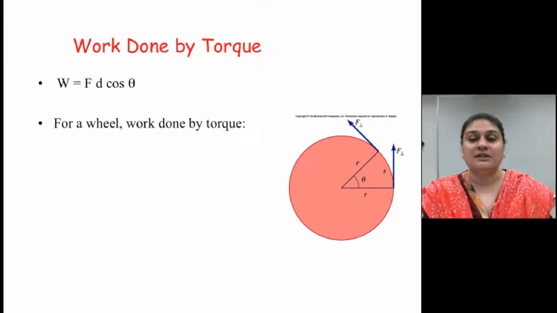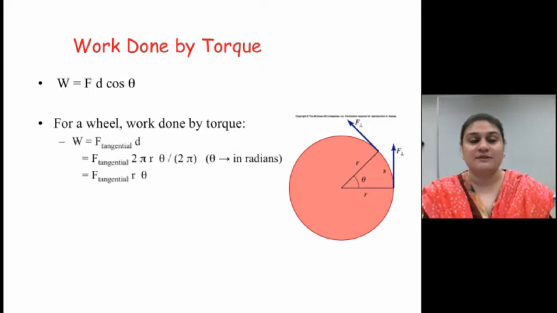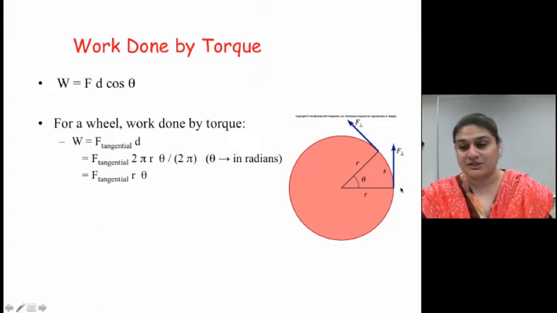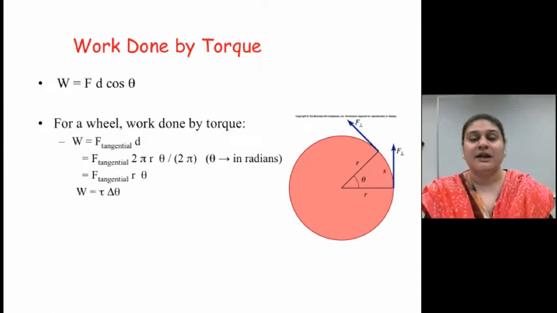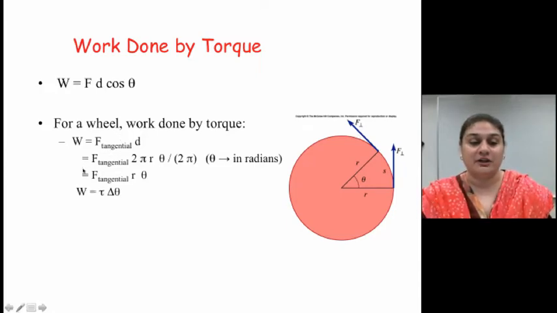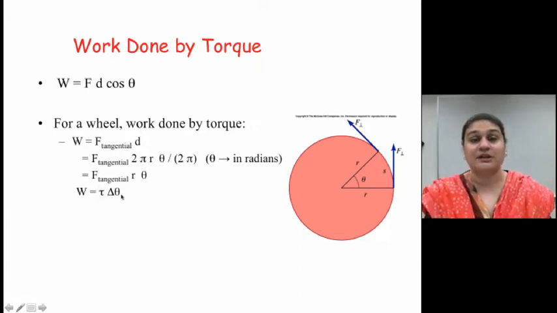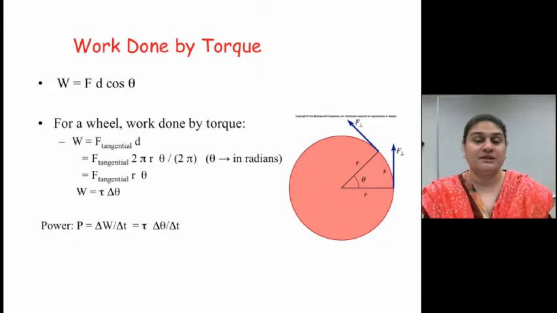For a wheel, the work done by torque is going to be given by F dot D, which equals F tangential, which basically means the forces acting on it, times R theta, and finally given by F R times theta. Therefore the work done will be equal to torque times delta theta. Also, in terms of power, we know it is the work done per unit time.